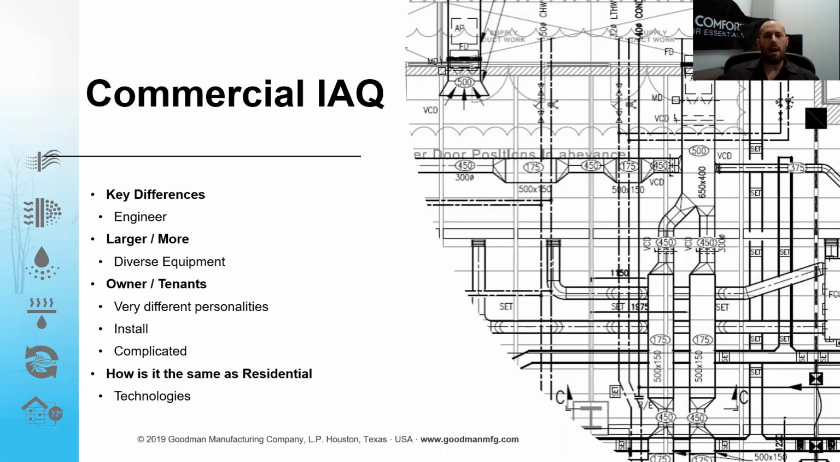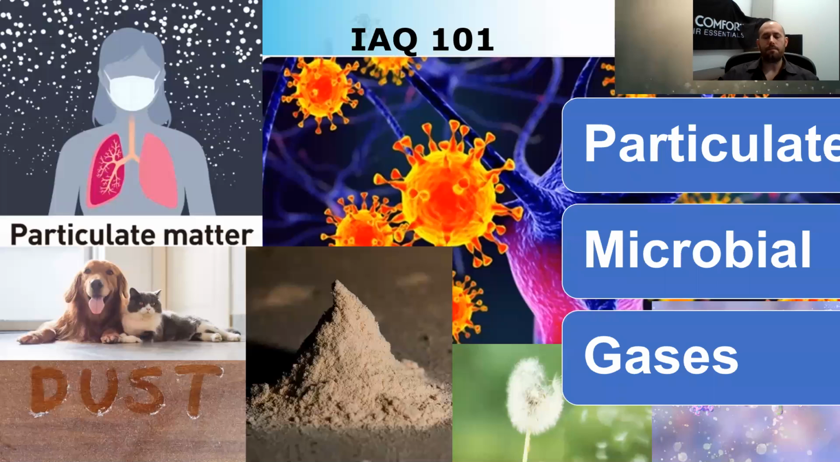The good news is IAQ technology and concepts don't change that much for commercial, but there are some differences. You might have to work with an engineer. There is likely a much broader range of equipment options, and there will at least be more pieces of equipment and could be larger pieces of equipment. There's also usually a lot more people to deal with, and that can definitely complicate things.